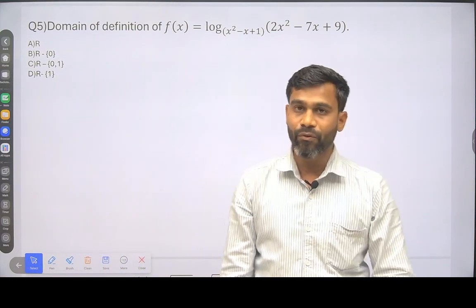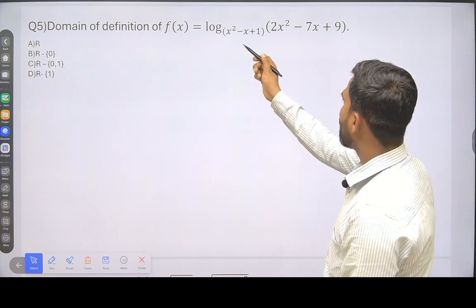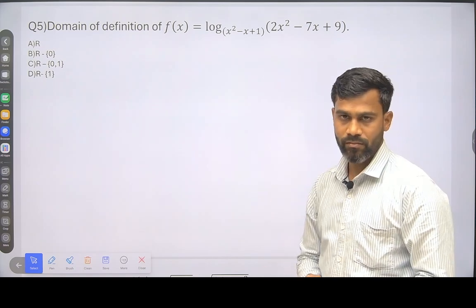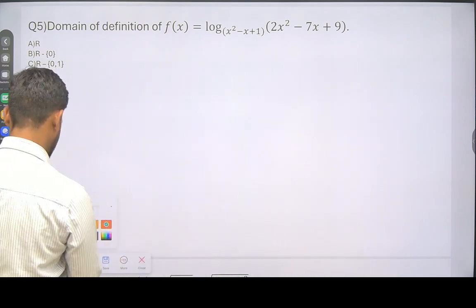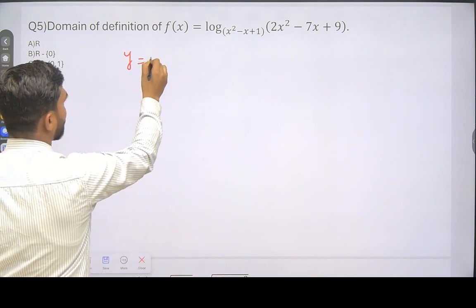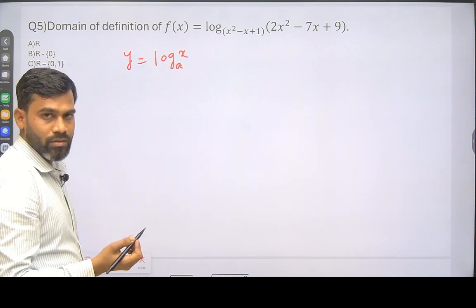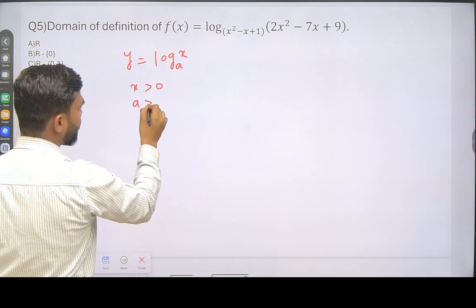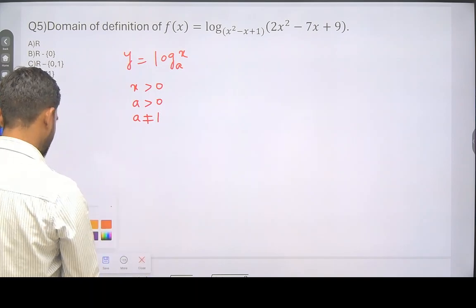So just read it carefully. Very easy. We have to find the domain of definition of the function log of 2x square minus 7x plus 9 to the base x square minus x plus 1. Okay, so let us solve it. Always remember, if we have a function like log x base a, there are 3 conditions which automatically come. x should be greater than 0, a should be greater than 0, and a should not be equal to 1.